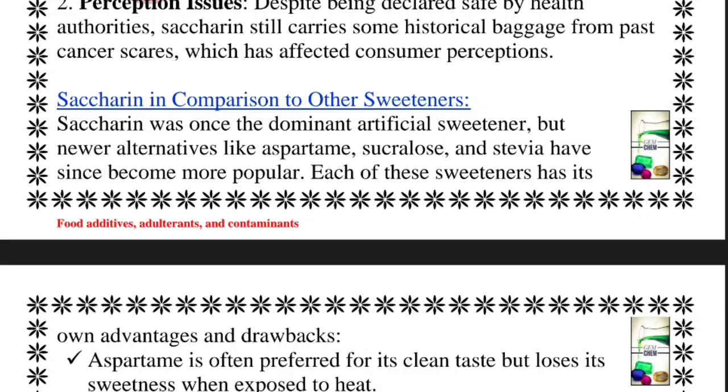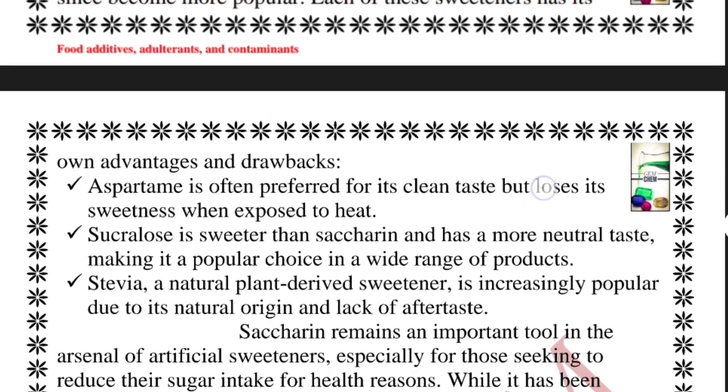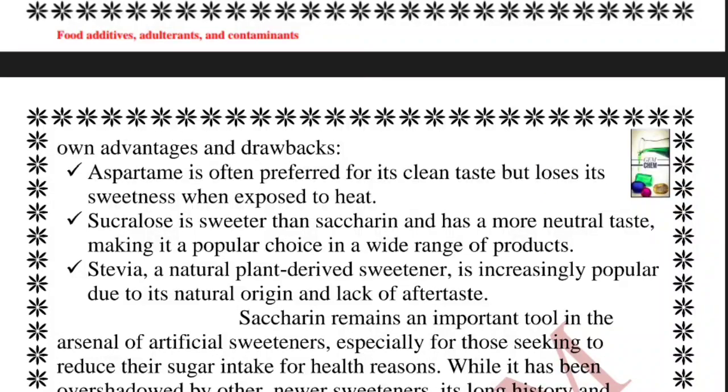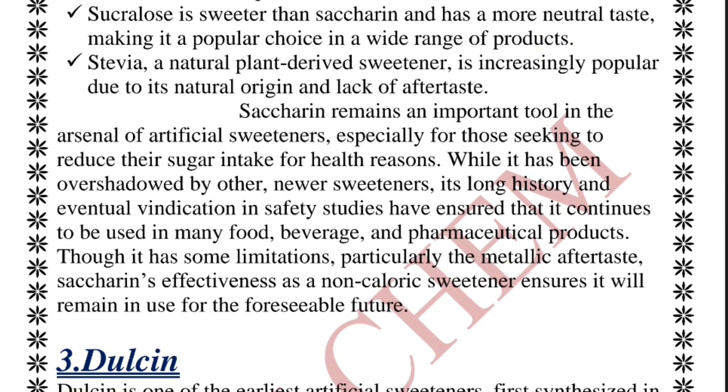If you consider saccharin, it is usually dominant, but aspartame is often preferred for its clean taste, but it loses its sweetness when exposed to heat. Sucralose is sweeter than saccharin and has a more neutral taste, making it a popular choice in a wide range of products. Stevia is also a natural plant-derived sweetener, increasing in popularity, but it has an aftertaste. Saccharin remains an important tool in the arsenal of artificial sweeteners as it is a non-caloric sweetener and ensures a viable future.